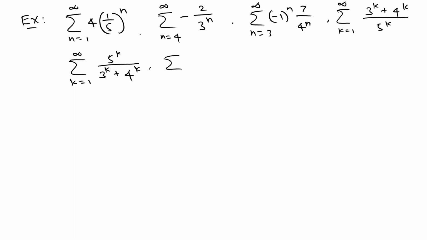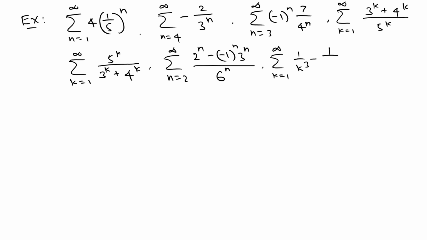Okay, so the next one, n going from 2 to infinity, 2n minus -1 to the n, 3n, and then 6n. You may have to split and find the r value. There are two series actually here, so you can split this into two series. And another one like that, k going from 1 to infinity, 1 over k cubed minus 1 over 3 to the k. Again, split this as two series.